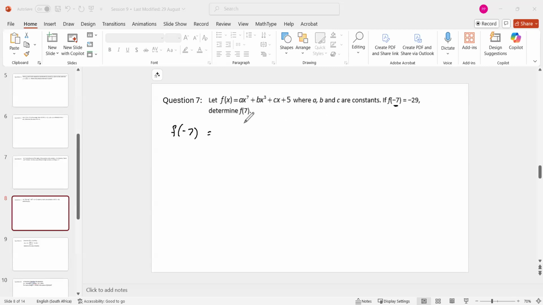But let me put x as -7 here. So the a doesn't change. X is -7, so I must put that in brackets because I'm raising -7 to the 7th power. And b, I have to put that in brackets because you got a negative sign. So here it's -7 cubed. Put that in brackets also. Plus c times -7 plus 5. All right. So 5 doesn't change. And this is equal to -29, because they tell you that f of -7 is -29. They just give you that and they ask you to find what is f of 7.